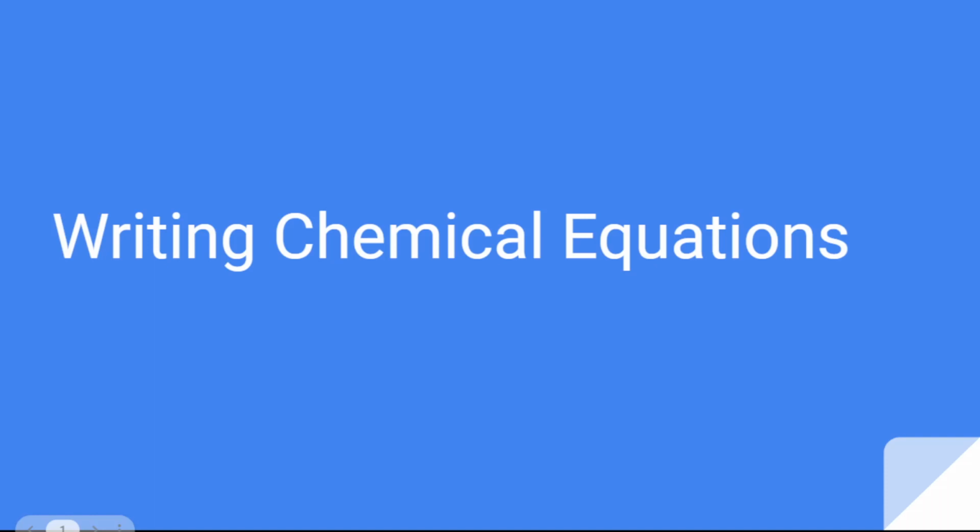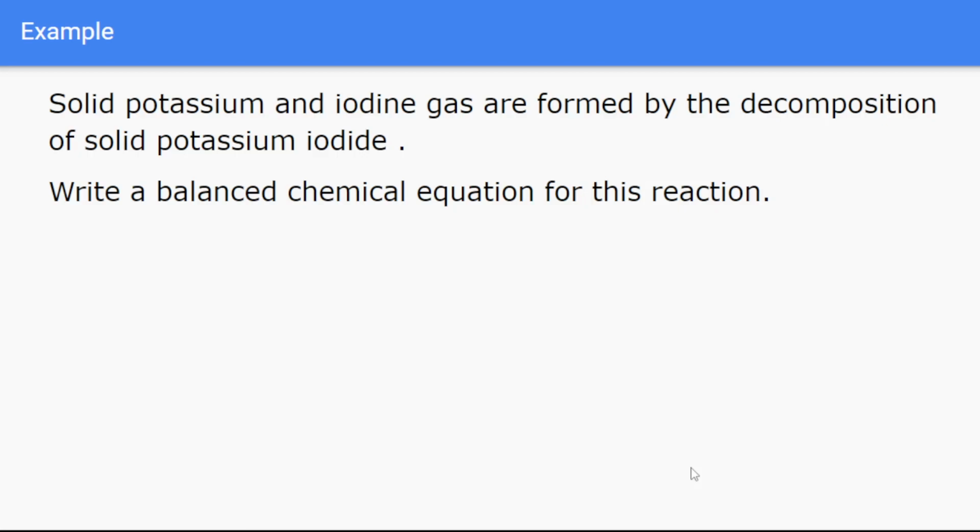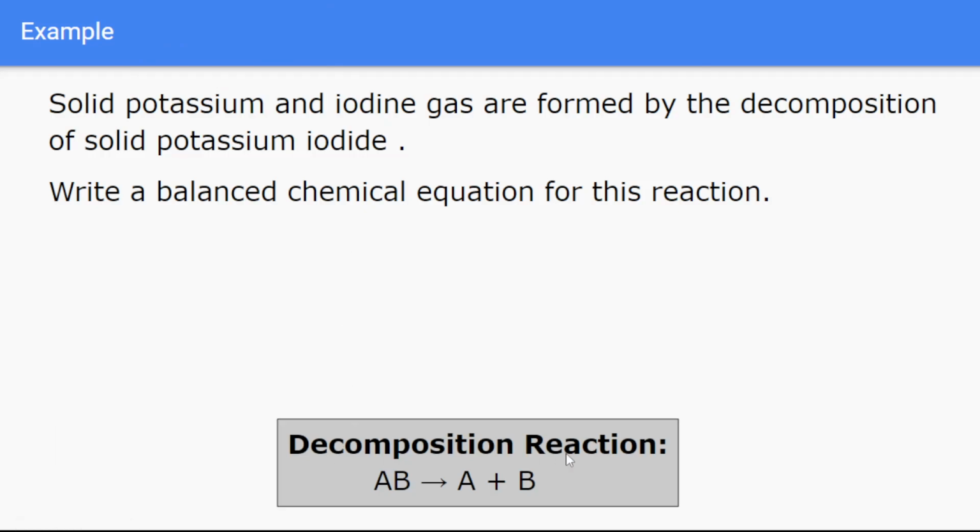The purpose of this video is to discuss how to write chemical equations from a description. Solid potassium and iodine gas are formed by the decomposition of solid potassium iodide. Potassium iodide is the reactant. It decomposes to produce potassium and iodine. This is a decomposition reaction.